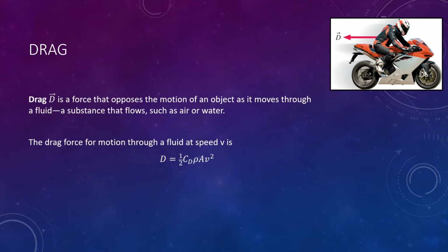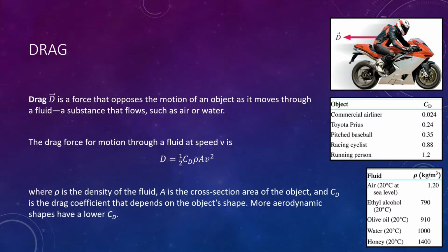Now, drag has a very unique equation, at least compared to other ones we have in this course. The equation for drag for an object moving at a speed v is 1/2 CD rho A v squared. Now, there's a lot of stuff here, so let's talk about what each of these are. We already know that v is the speed. Well, rho is the density of the fluid, so like how many kilograms for every cubic meter. A is the cross-section area of the object.